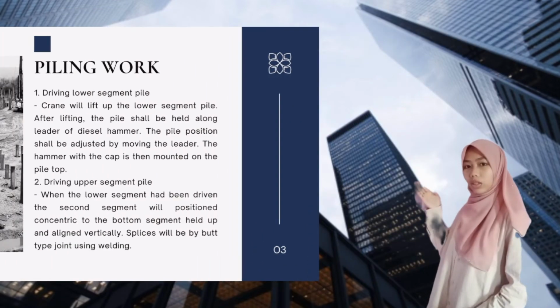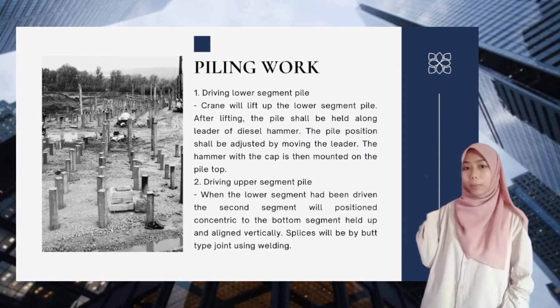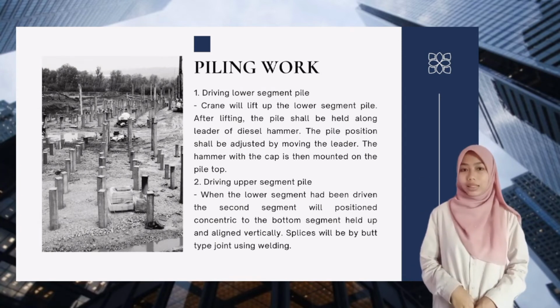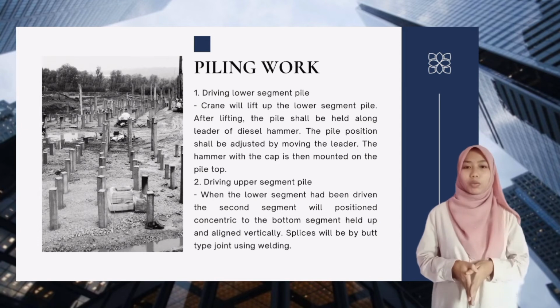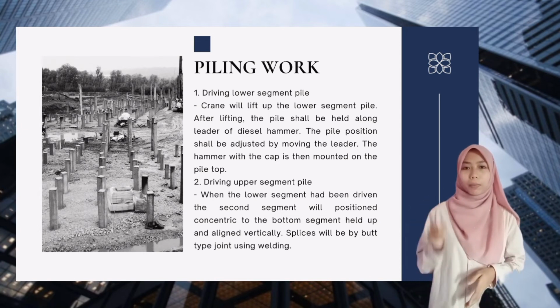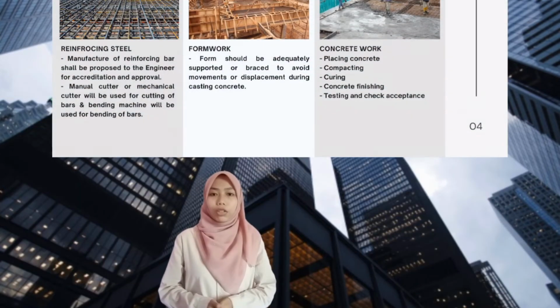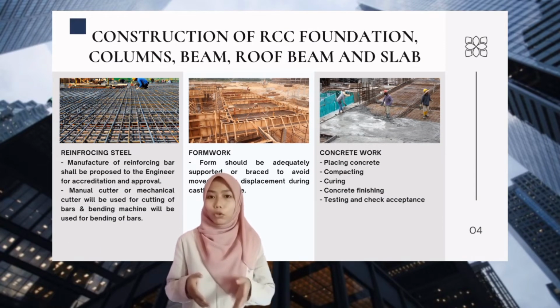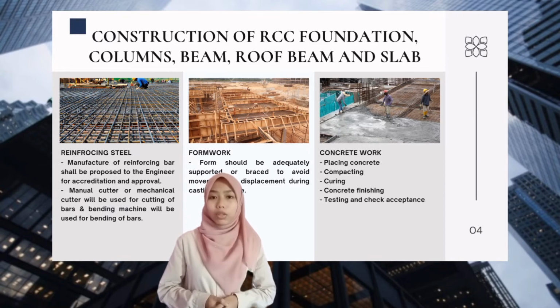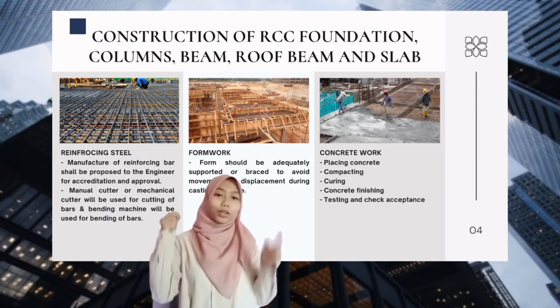Third, in piling work, crane will lift up the lower segment pile and pile position shall be adjusted by moving the ladder. When the lower segment has been driven, the second segment will be positioned concentric to the bottom segment and aligned vertically. Next, we have construction of RCC foundation, column, beam, roof beam and slab. In this part, we have reinforced steel work, formwork and concrete work.